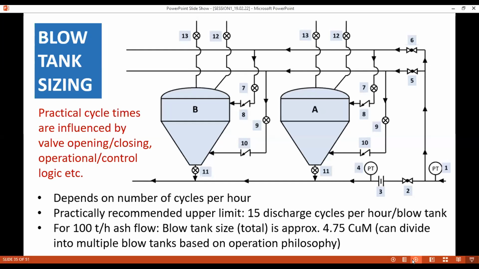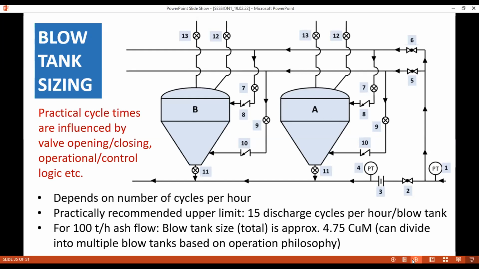Now in every conveying cycle, there is a certain portion, especially towards the end of the cycle, where the ash actually trickles. Initially, the ash will go very nicely, but towards the end of the cycle, the ash flow rate decreases. The other problem is that there are many valve openings, then pre-pressurization, venting, etc. All those are idle times. So practically, you can't achieve something like 20 conveying cycles per minute. We recommend 15, ideally 12, per blow tank per hour.